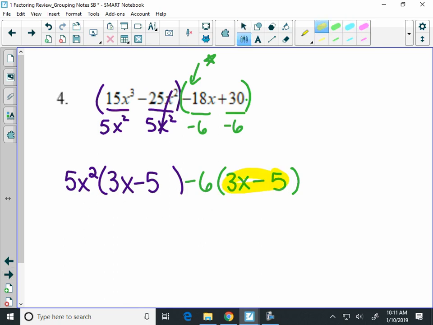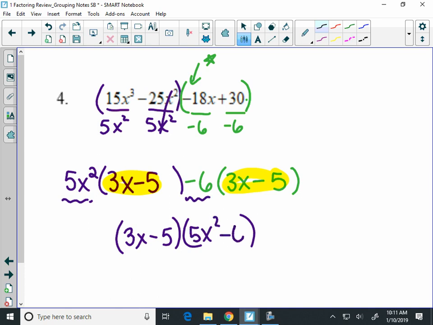And those parentheses are the same, so those come down, 3x minus 5, and the other set of parentheses takes what was in front, 5x squared minus 6. And that's your final answer. All right, we have a couple more here. Then we'll get to some practice.